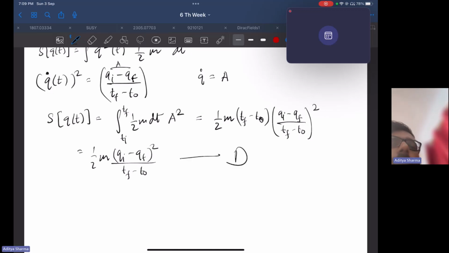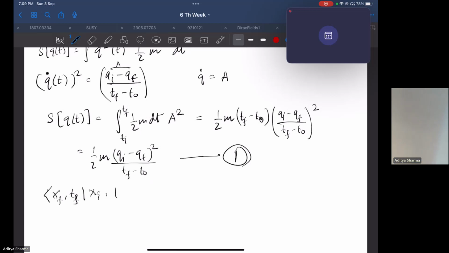This is one. Now the Green's function, we are actually interested in the overlap integral, but this is also called Green's function. That is, I'm going to write this as K of xf comma tf, xi comma ti.